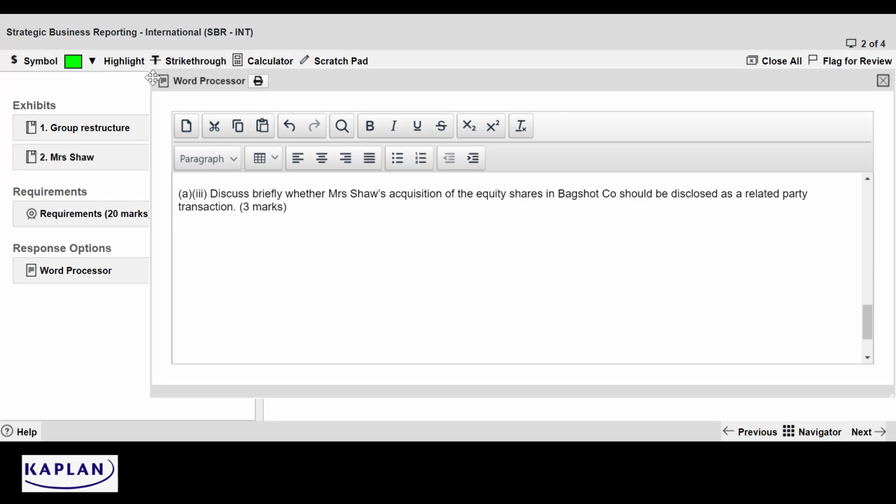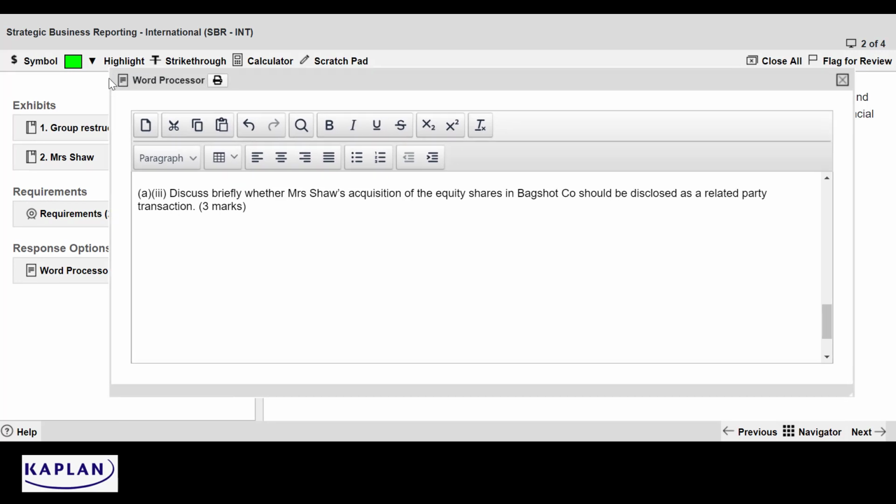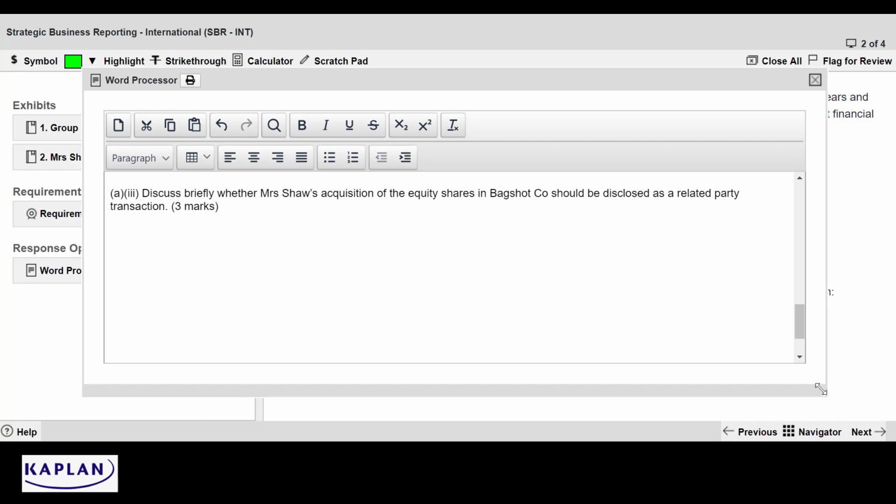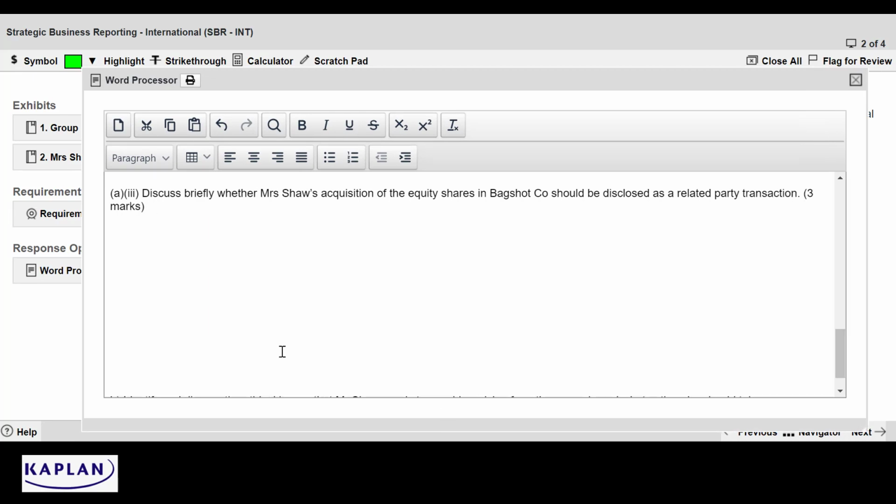So part 3 here. We're discussing whether Mrs. Shaw's acquisition of the equity shares in Bagshot should be disclosed as a related party transaction. So how am I going to plan to earn those 3 marks? Well, this is what I would be doing.